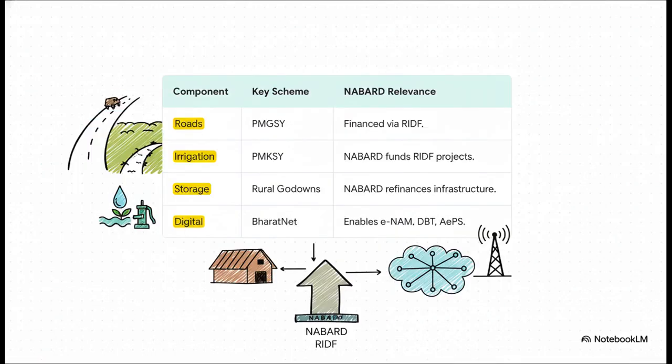And here's what fuels that non-farm growth. It all comes down to infrastructure. You need good roads from schemes like PMGSY, better irrigation from PMKSY, and digital connectivity through BharatNet. These are the building blocks. And you see the common thread here? It's NABARD. Through its Rural Infrastructure Development Fund, or RIDF, it's a key financier for all of this.